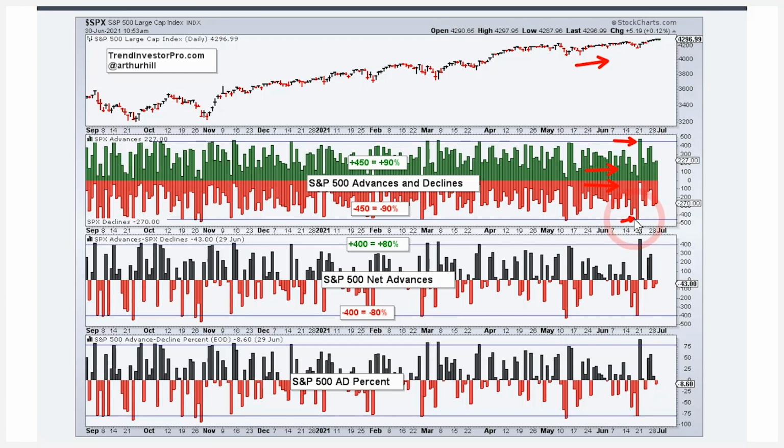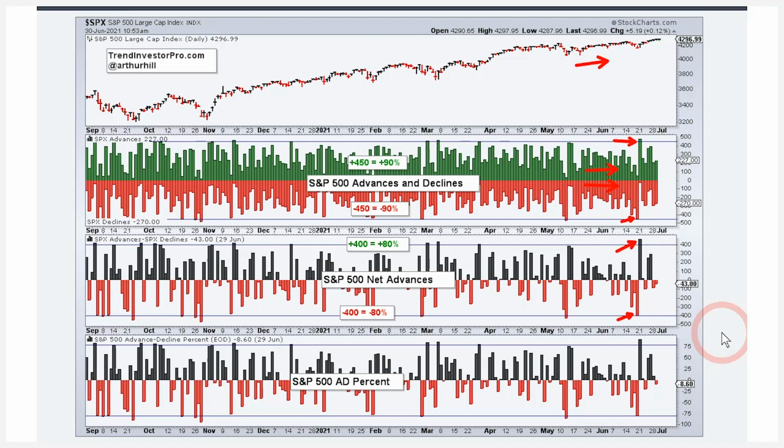So we didn't get below minus 450 on that big down day, about 2 weeks ago. But the very next day, we had an even bigger up day. And you can see next we have net advances, which is the number of advances less the number of decliners. I've got the line at 400, and we got above plus 400 there. And then on that big decline, we didn't get below minus 400.